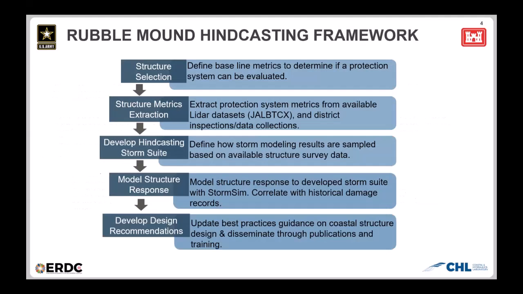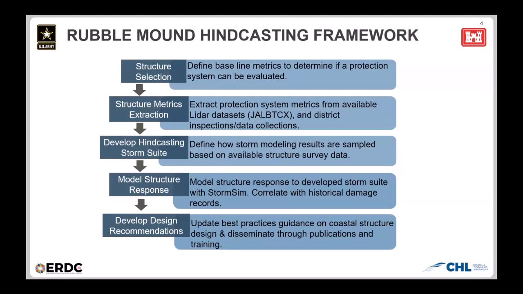So going a little bit into more detail as to what the proposed framework is, there are 5 main steps in this framework, starting with the structure selection process. This is where we're going to be defining those baseline metrics to determine if a protection system can be evaluated. So part of this process is determining if we have the necessary data for us to be able to process said system within our framework.